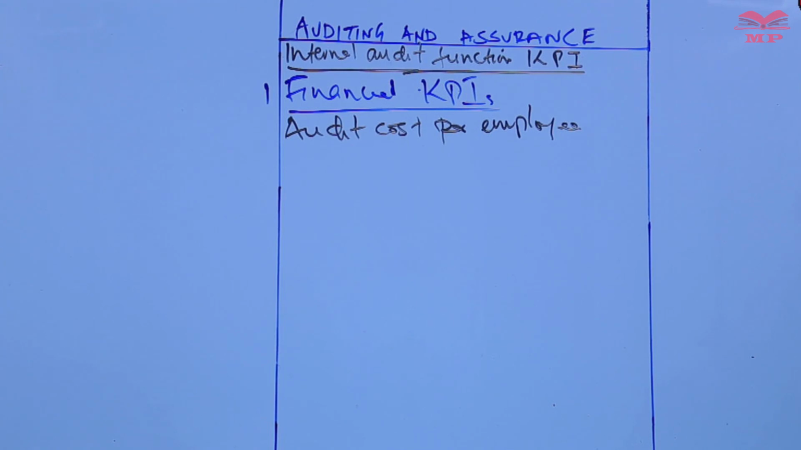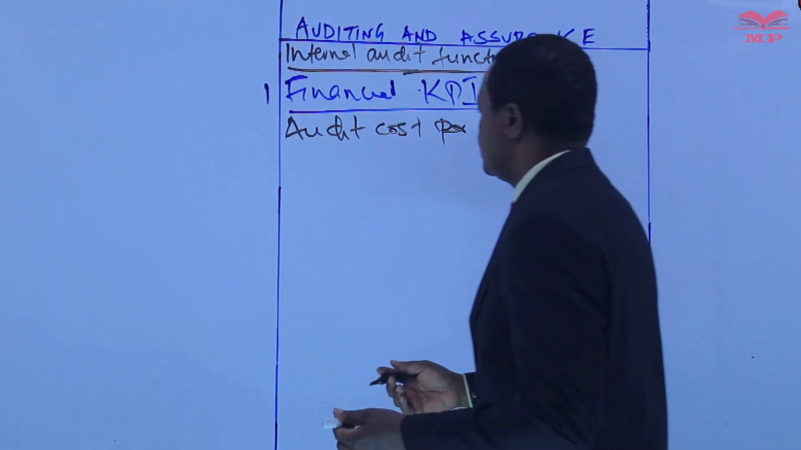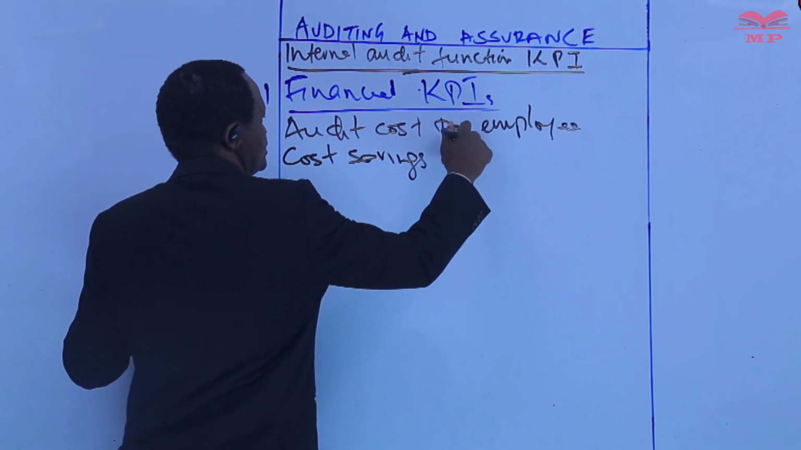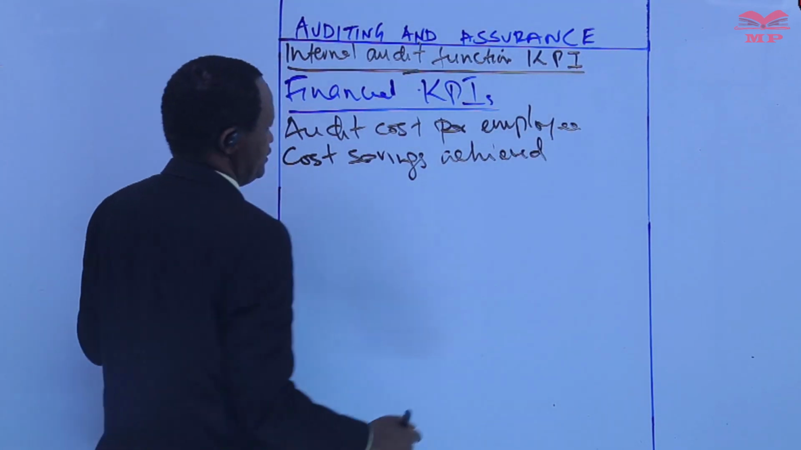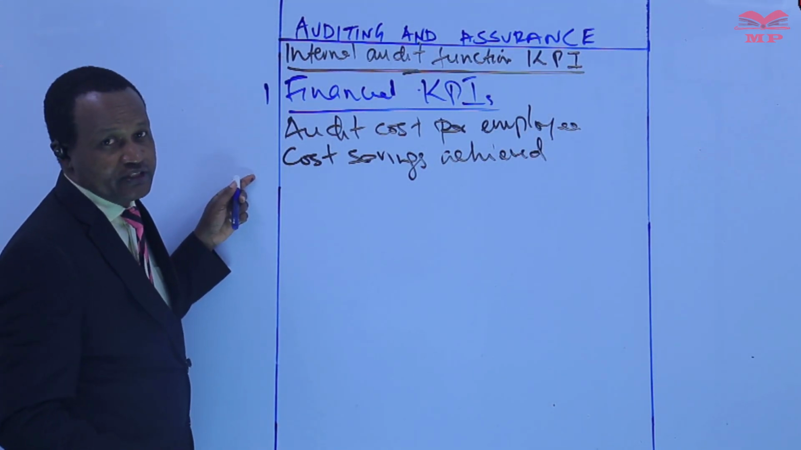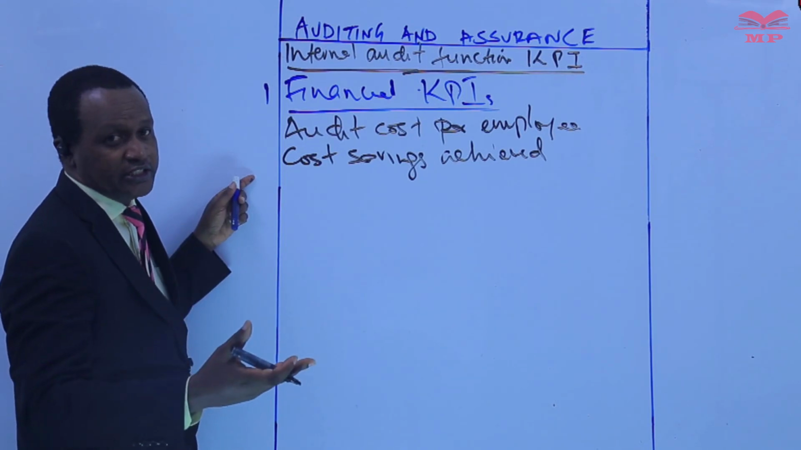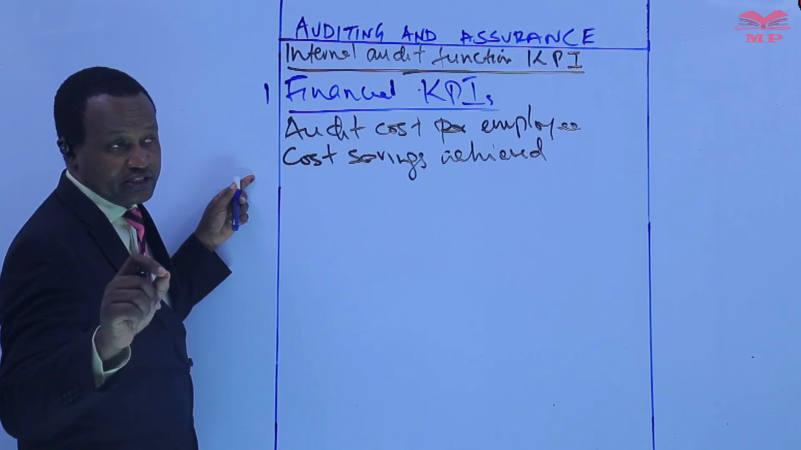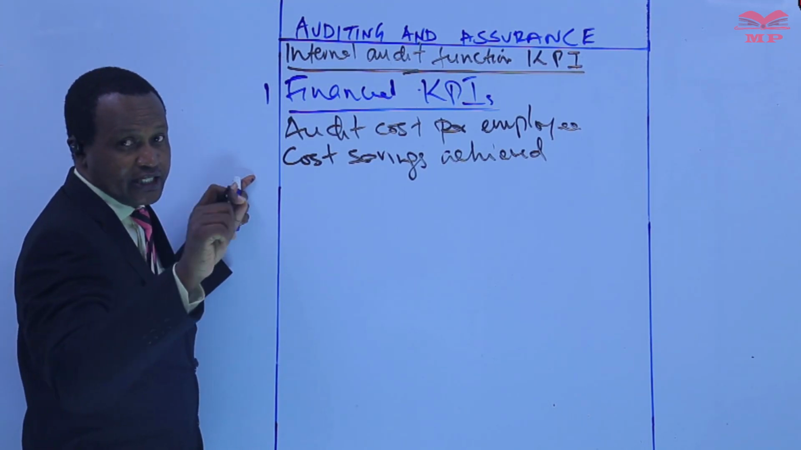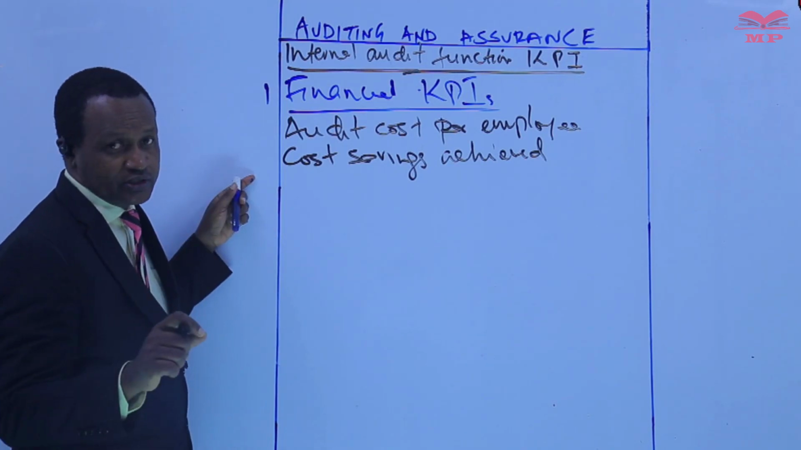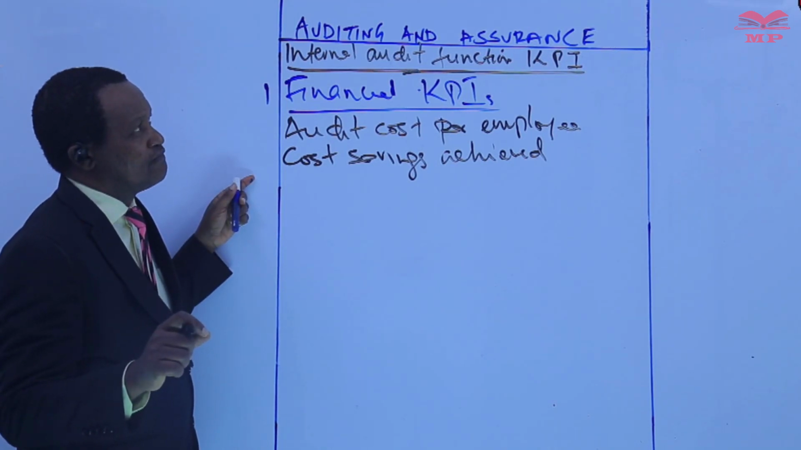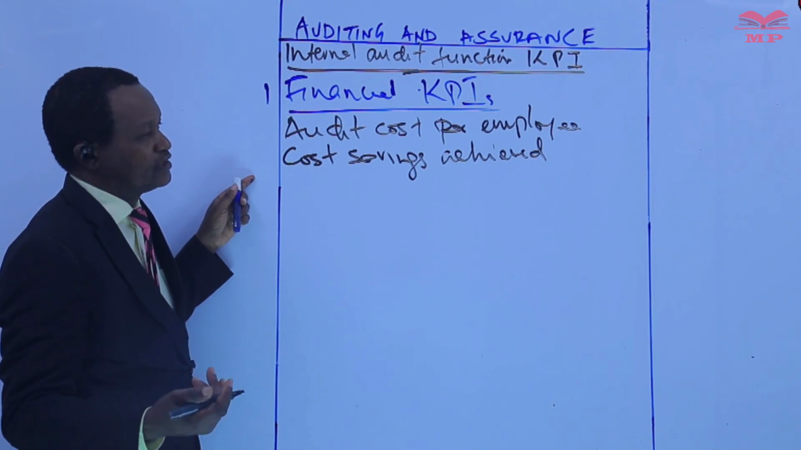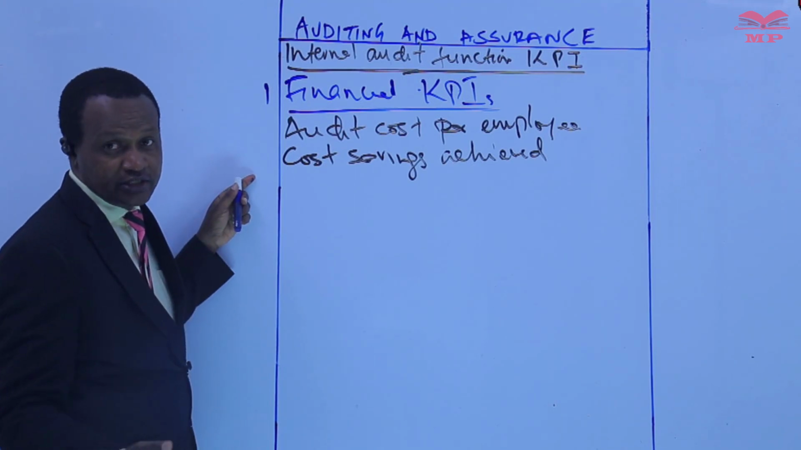Then we have the cost savings achieved. Now, this indicator measures the financial benefits realized from the internal audit function's recommendations, such as cost reductions, such as revenue increases, and so on.